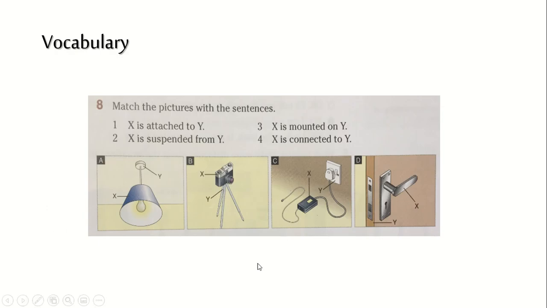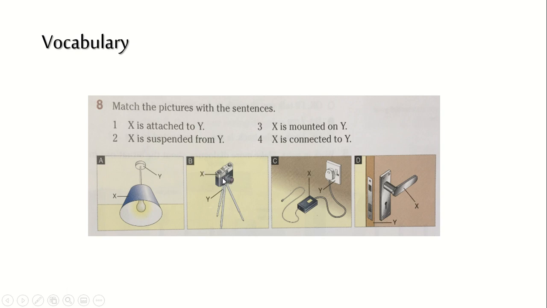Now, let's look at exercise 8. Here we're going to practice these verbs or adjectives, sorry. Okay, match the pictures with the sentences. We have 4 sentences and we have 4 pictures. Let's look at picture A. We have a lamp, X, and Y. This part is in the ceiling.